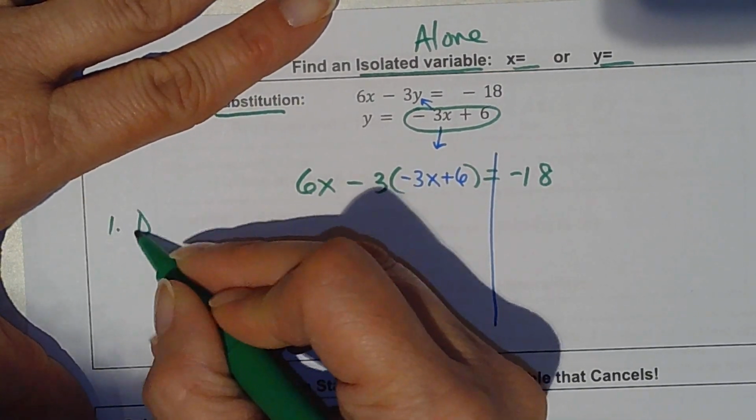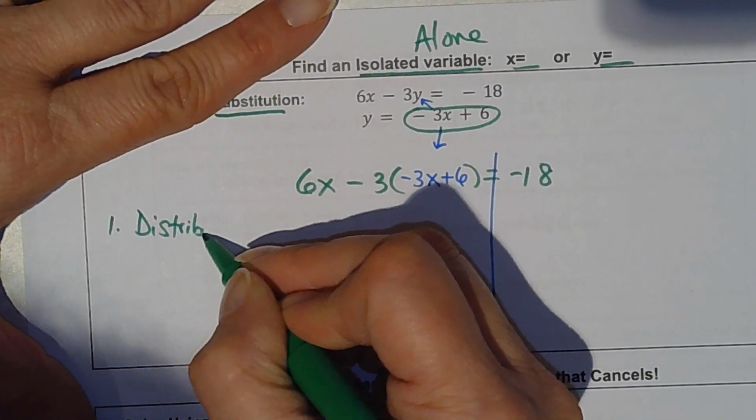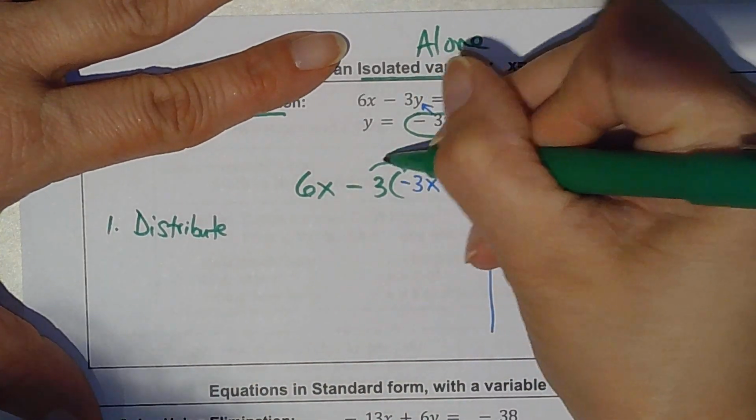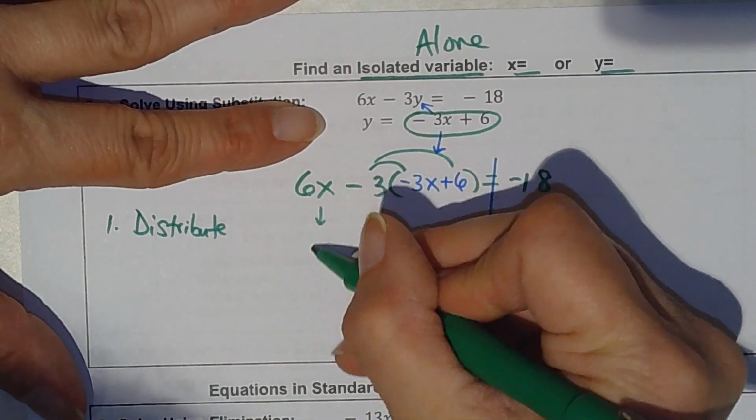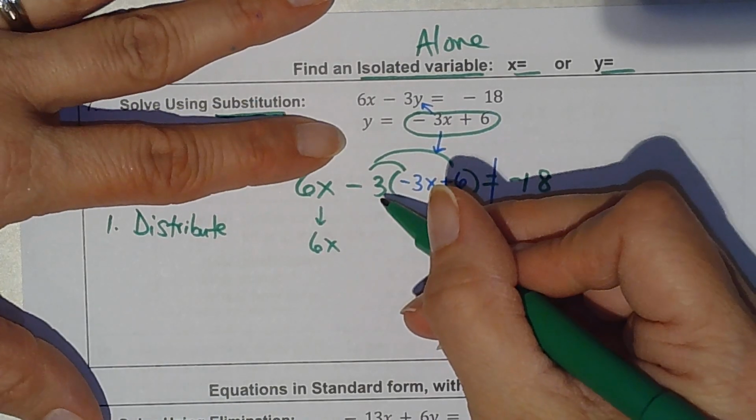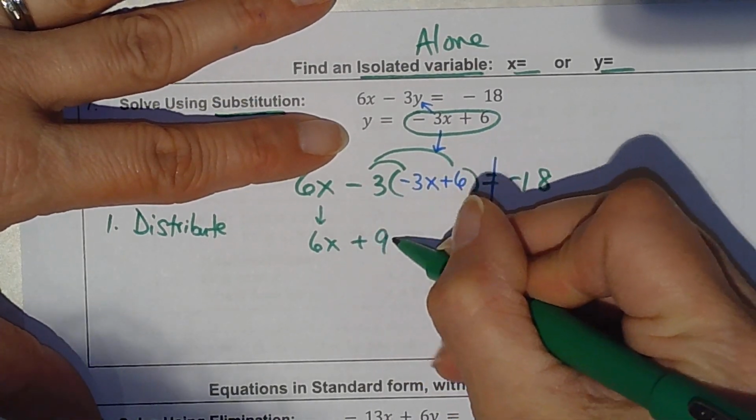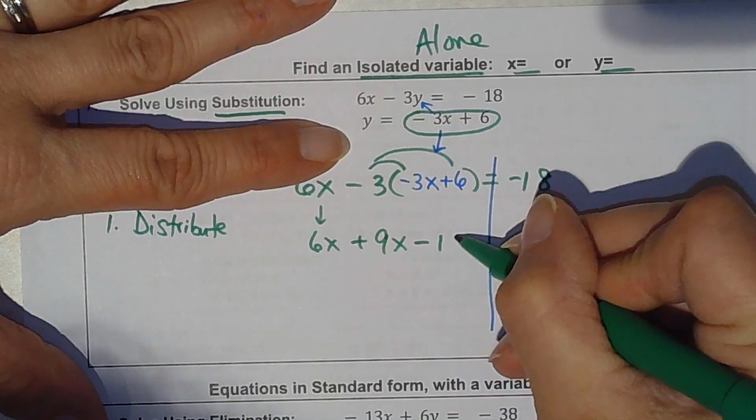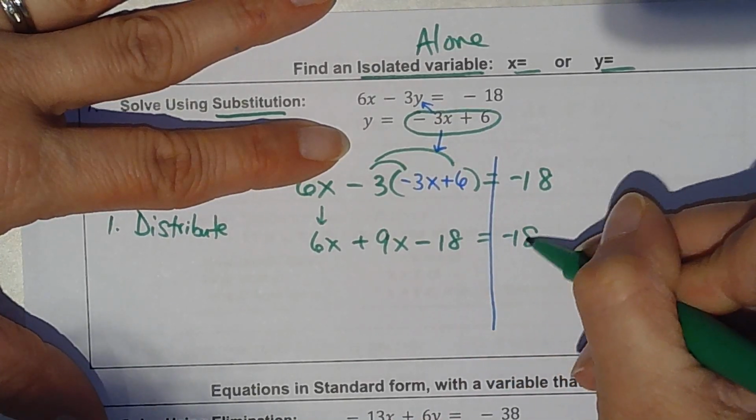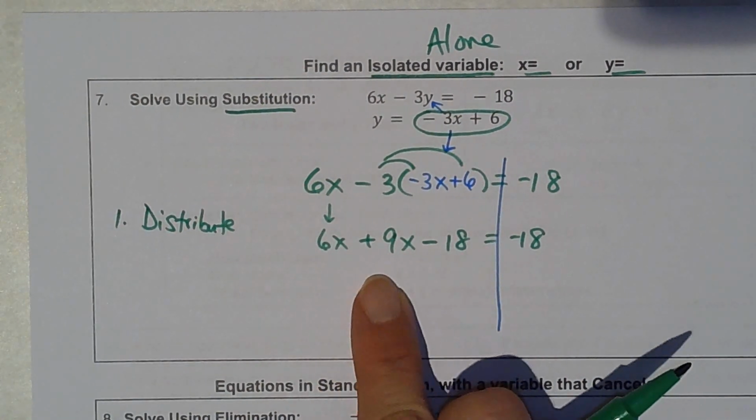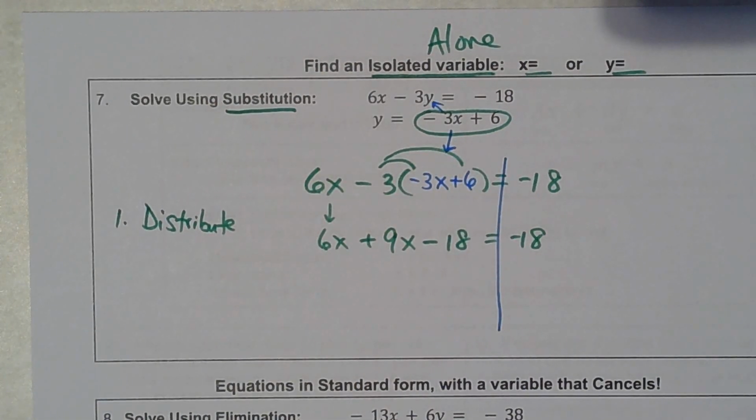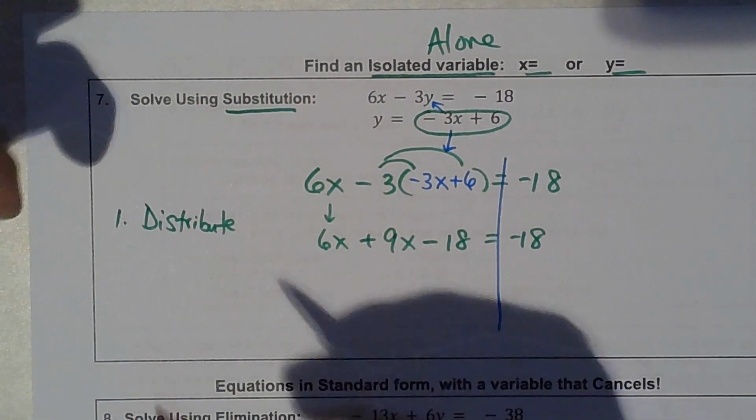The first thing we're going to do is distribute the negative 3. So let's drop down 6x. Negative times negative is 9x minus 18 equals negative 18. We still have x's, so I have to keep going. Okay. What will the next step be in solving this?